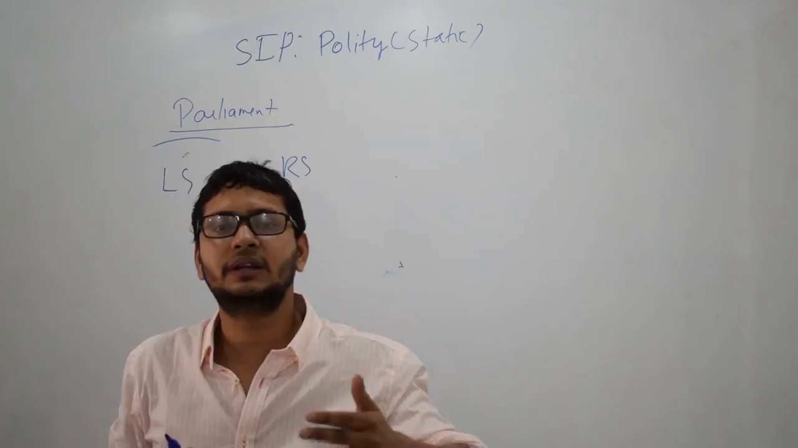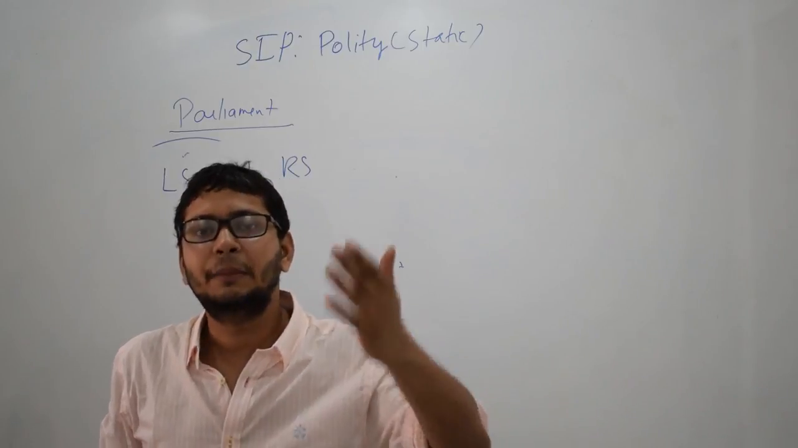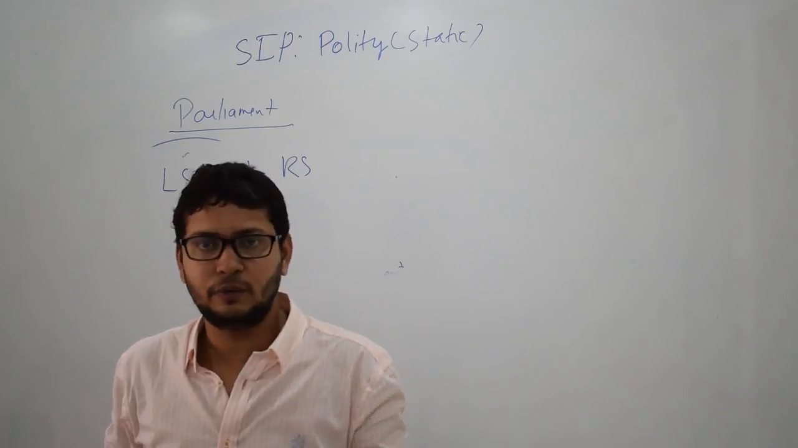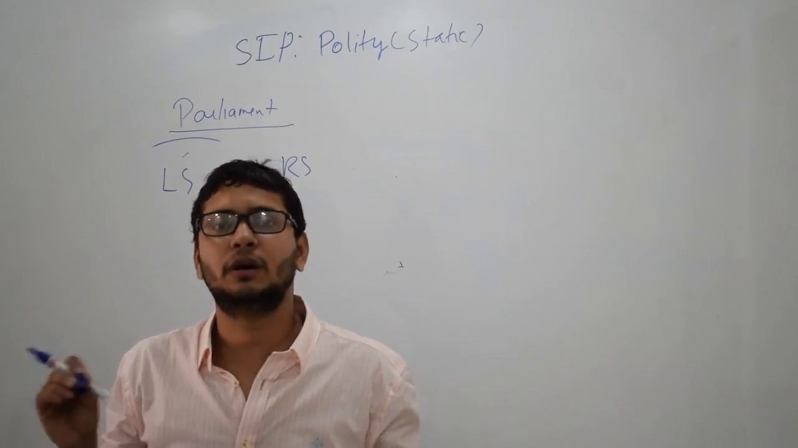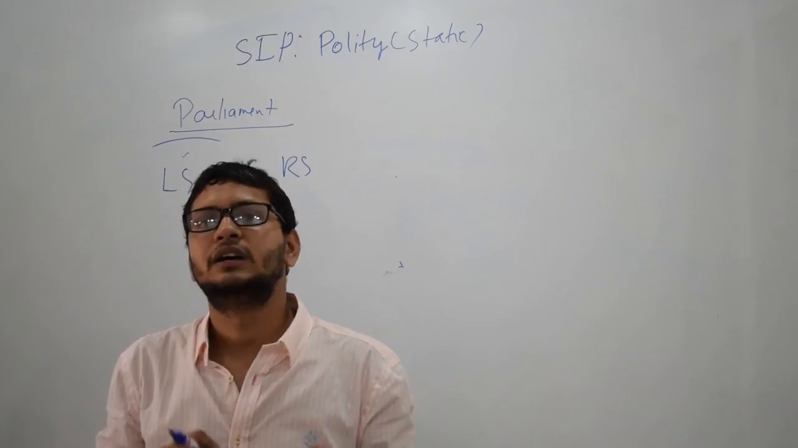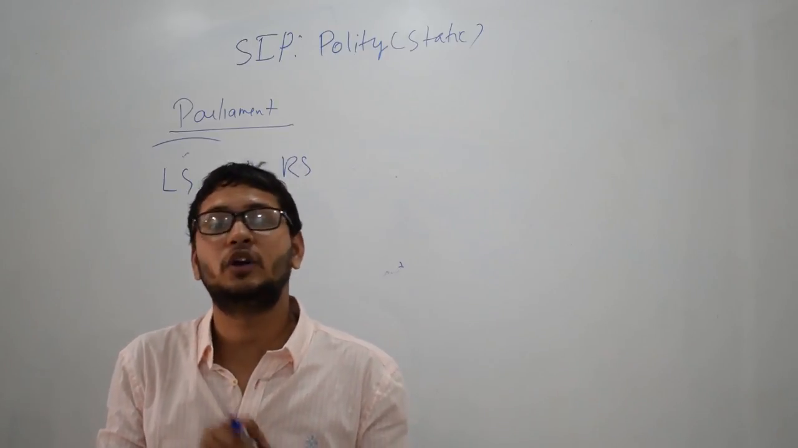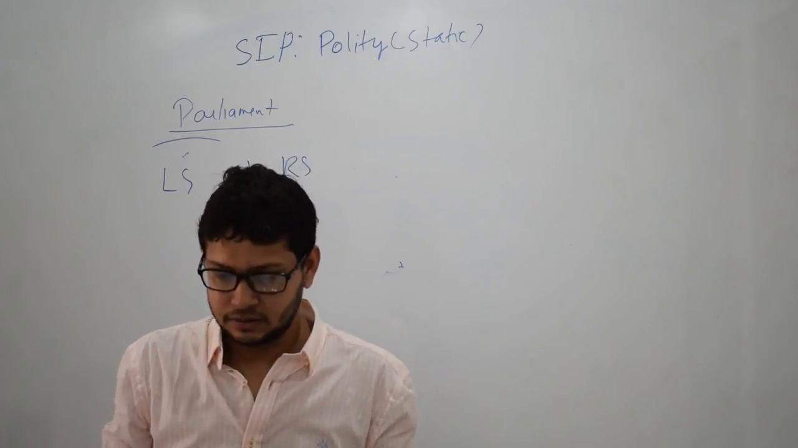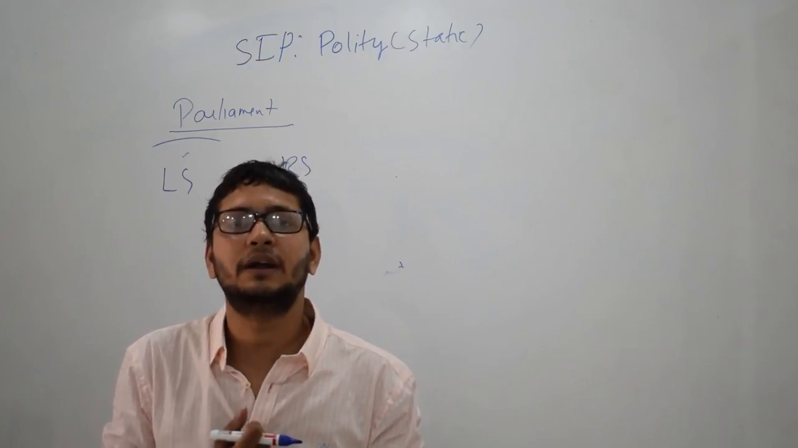And one common thing about all the committees is that a minister can never be part of any of these committees. So two trivia you have to remember: one, a minister cannot be part of these committees, and second, a Rajya Sabha member cannot be chairman of the Committee on Public Undertakings.